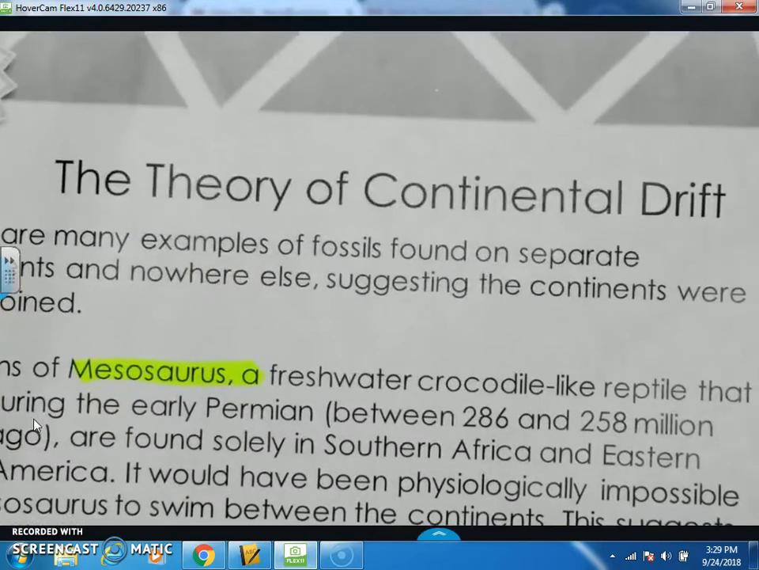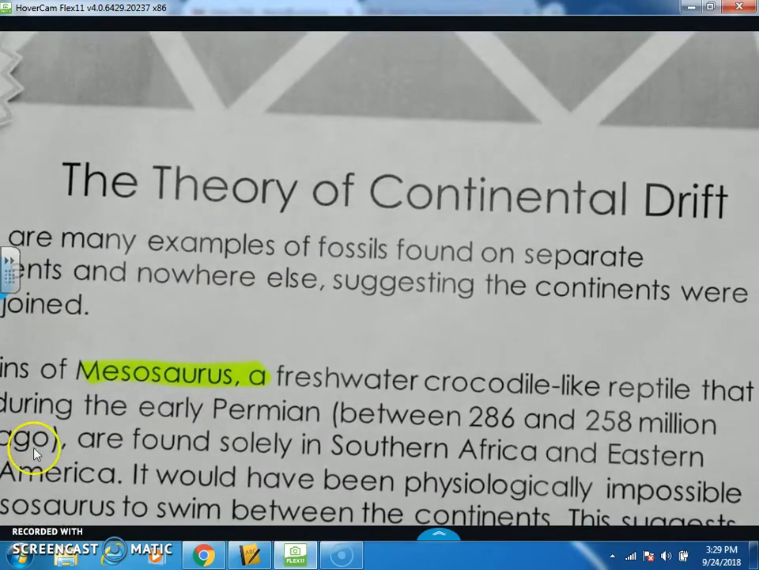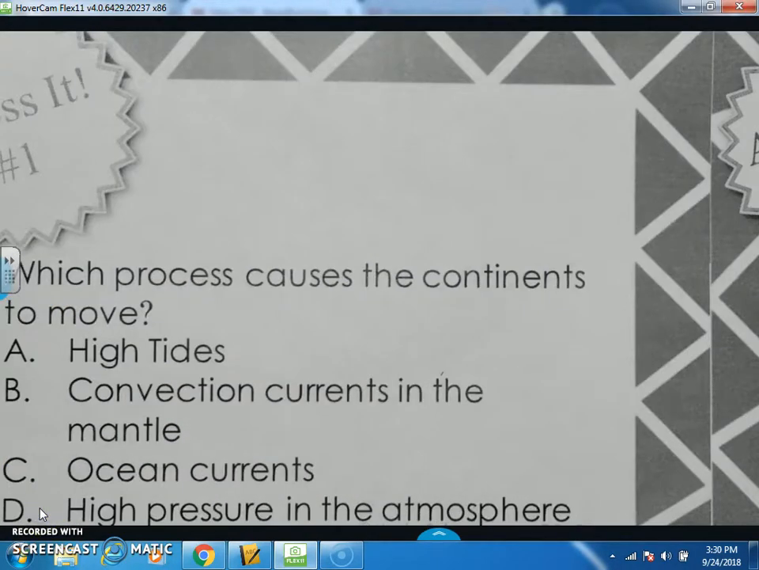All of the answers for the Read It station could be found in the article that you read, The Theory of Continental Drift. For the Assess It portion, which was Station 3, you were given 5 points each. Which process causes the continents to move? And the answer would have been convection currents in the mantle.